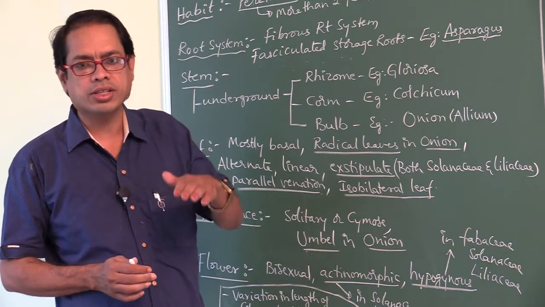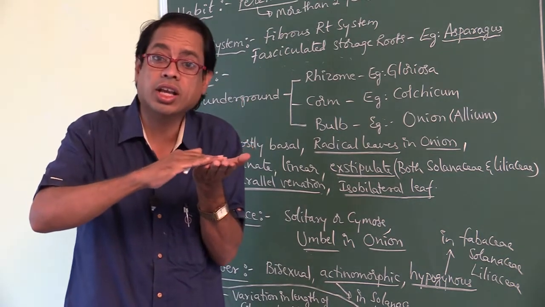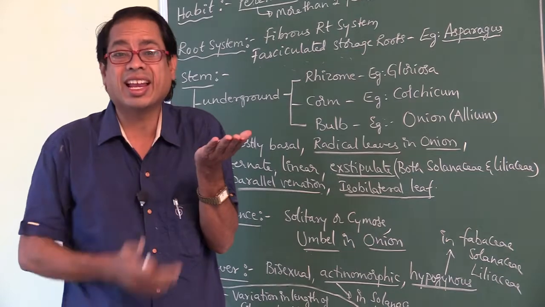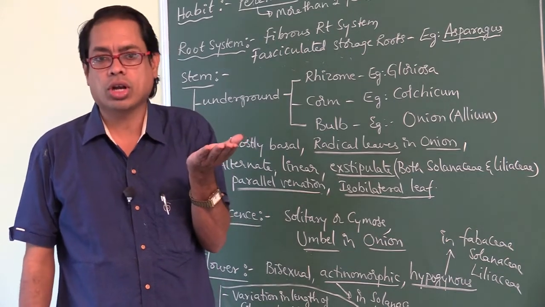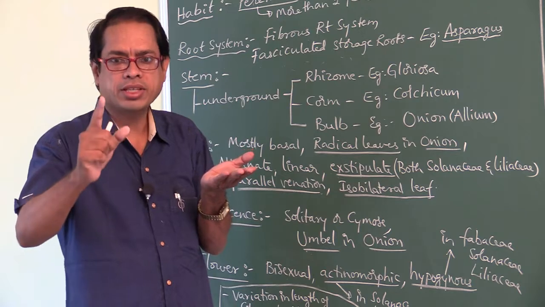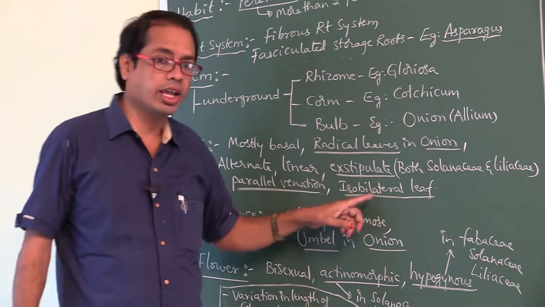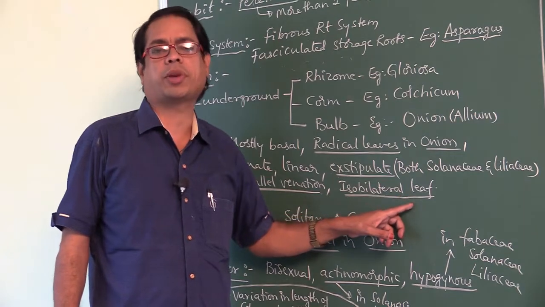Dorsiventral leaves means the upper surface is dark green in color and the lower surface is light green in color. Those are so called dorsiventral leaves found in dicots, for example Fabaceae, Solanaceae. Liliaceae is a monocot, that's why isobilateral leaves are present.